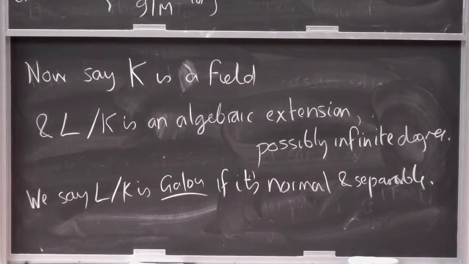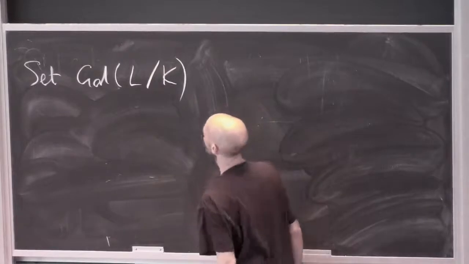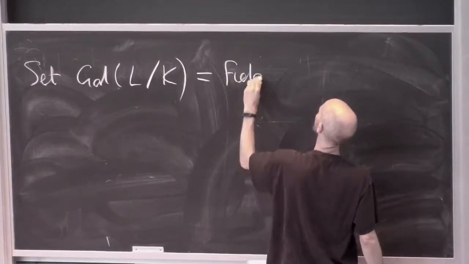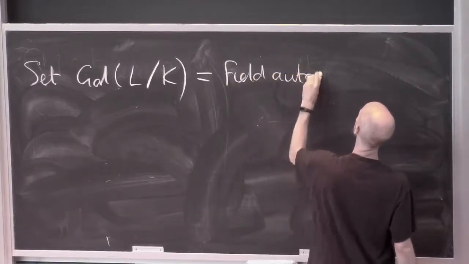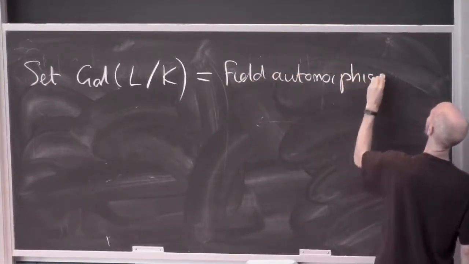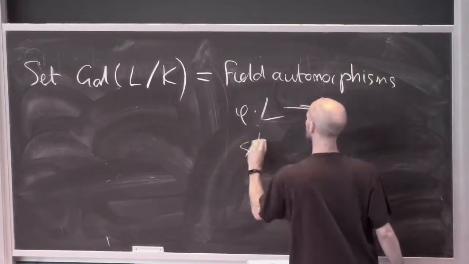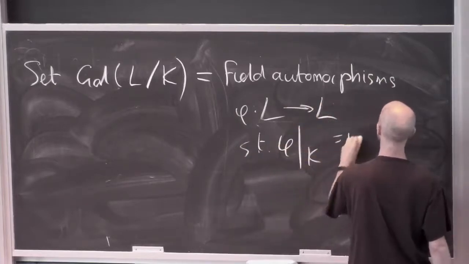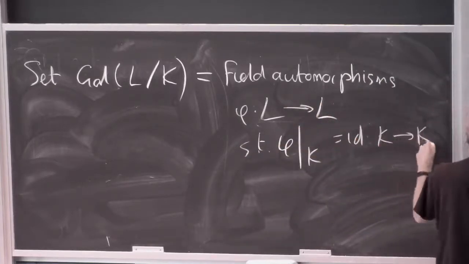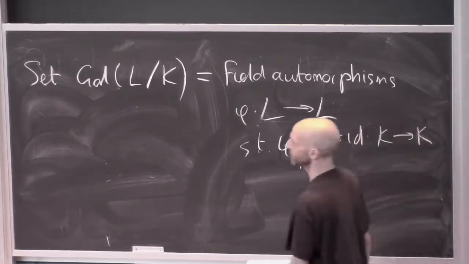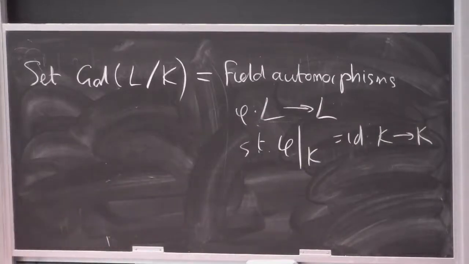So we set Gal(L/K), same as before, to be the field automorphisms, whatever, phi from L to L, such that phi restricted to K is the identity, K to K. So it's the same definition. There's the Galois group.